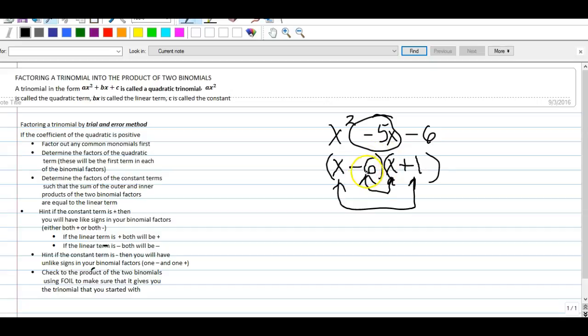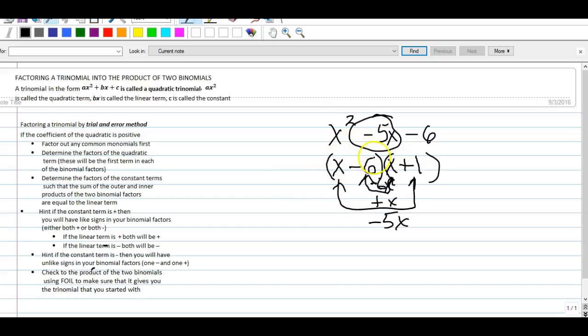Remember, the sum of the inner and outer product must give you your linear term. So minus 6 times x is a minus 6x, and x times positive 1 is plus x, and a minus 6x plus x is a minus 5x. And again, what you want to do is make sure that you check the product of these two binomials to make sure that they're equal to the original trinomial.